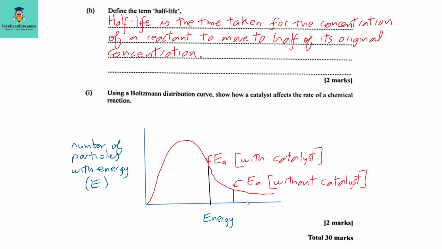Now what a catalyst does, it lowers the energy barrier so that those particles that were not able to form products in the first instance are now able to form products because the activation energy was lowered. So now only these particles on this side of this line cannot produce products, but all the particles now on the right hand side have enough energy to produce product. In other words, the energy barrier was reached or overcome. And that's how a catalyst affects the rate of a chemical reaction.